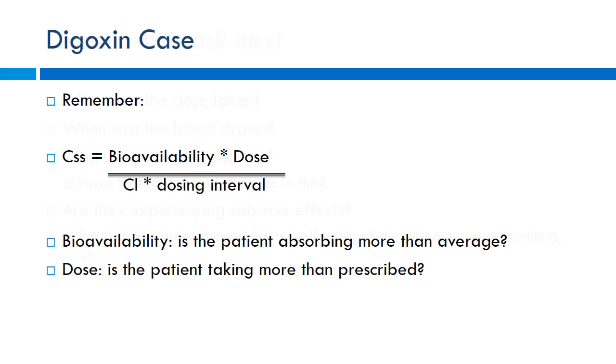So then, remembering that our average steady state is based on the bioavailability times the dose divided by clearance, and also the dosing interval, we can start to see what could be going on here. So one question is, is the patient absorbing more than average? Say she's taking oral digoxin. Is there any chance for this, you think?